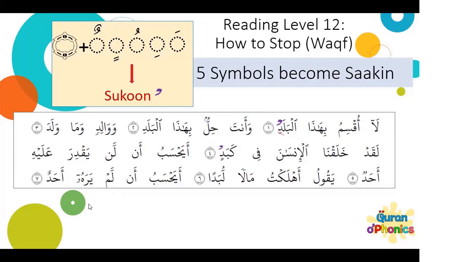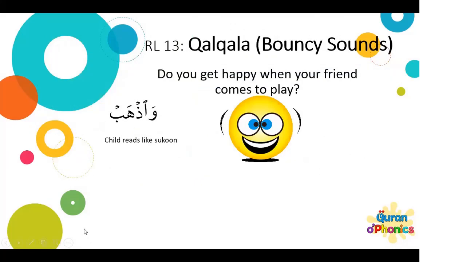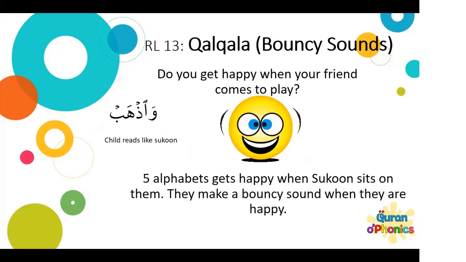And then there's some more rules of waqf which are in the syllabus, like what you do when there's tanween fatha and some of the other rules. Then we have the qalqala, which are the bouncy sounds. We ask the child, do you get happy when your friend comes to play? There are 5 alphabets which get happy when sukoon sits on them. They make a bouncy sound when they're happy.